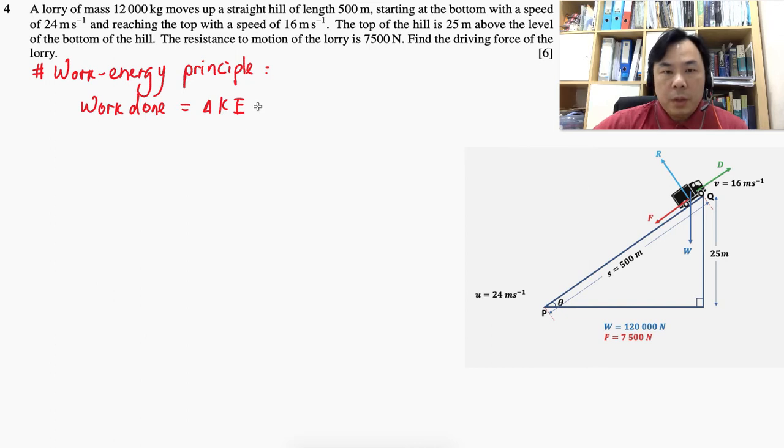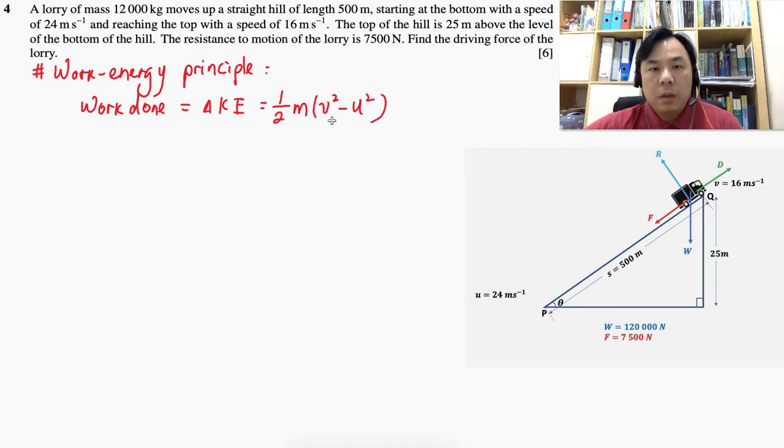So that is actually given by half, and we knew the mass itself, so that is basically m. We have to take the final speed minus the initial speed here. So that will be the change in kinetic energy. Okay, so I hope that is clear. And then that will give us the work done.